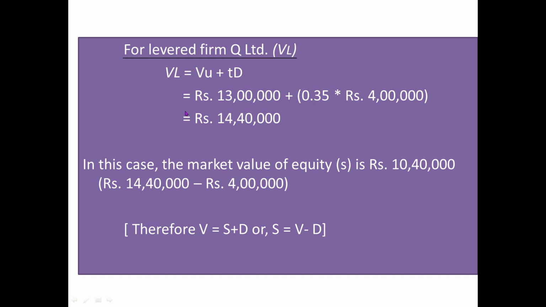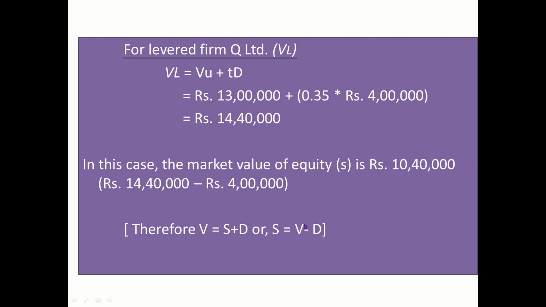So total market value is 14 lakh 40,000. Out of that, 4 lakh is the value of debt. So the value of equity is 10 lakh 40,000. This is your value of equity, because the total value is S plus D, and D is your 4 lakh.